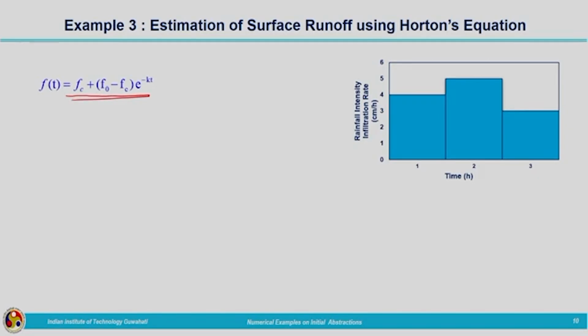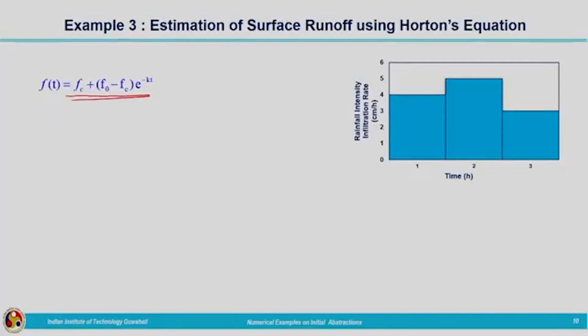You might be remembering Horton's equation which we have covered in the third module. F of t is equal to f c plus f naught minus f c, e to the power of minus k t. This is the form of Horton's equation. So, the given equation is similar to this equation. You can compare each other. So, here we can take f c, that is the constant rate of infiltration, equal to 1.2. After comparing these two equations, we can understand that f c is 1.2 centimeters per hour.